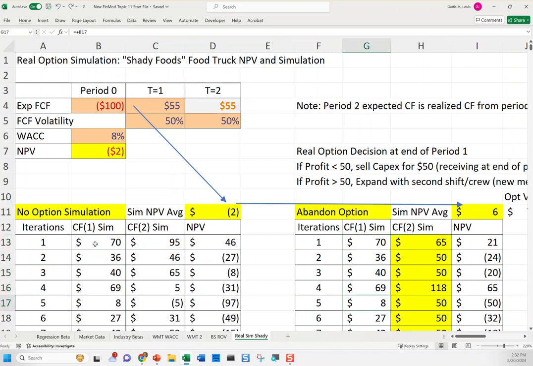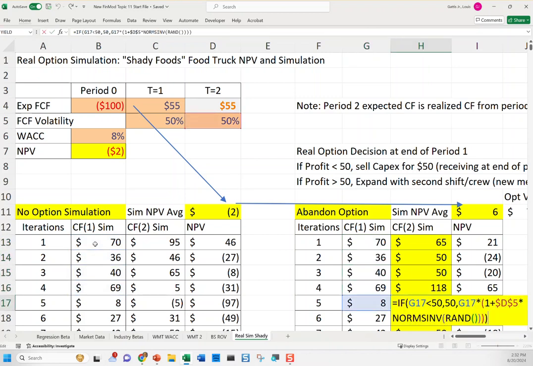Notice the fifth iteration here is a really bad outcome. I have a formula here. The first year, whatever happens, you don't know what's going to happen. The second year, notice the formula: if the first year is less than 50, the value is 50. Sell the food truck for $50. So if it's less than 50, you get 50, you sell the food truck and it's over. However, if it's greater than 50, you get the random number based on what happened the first year.